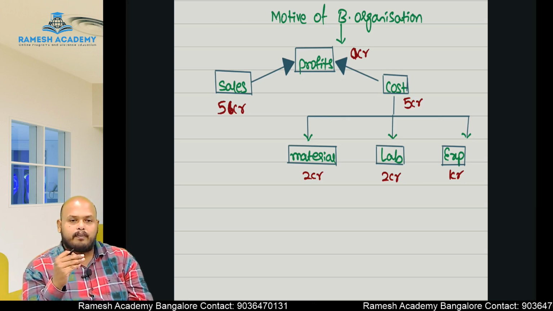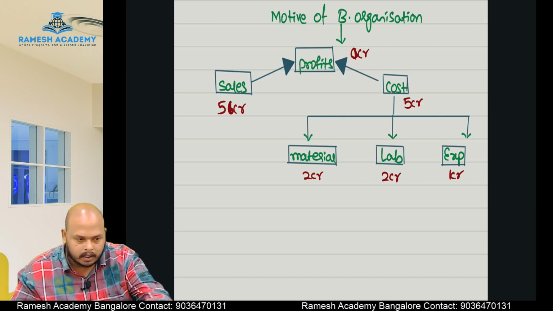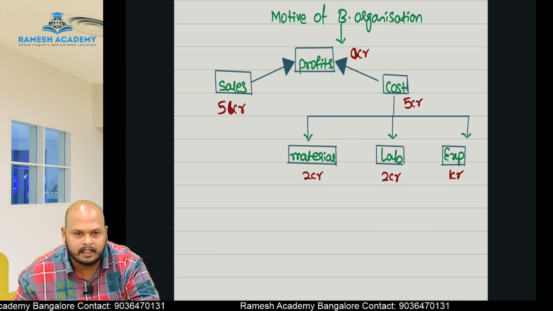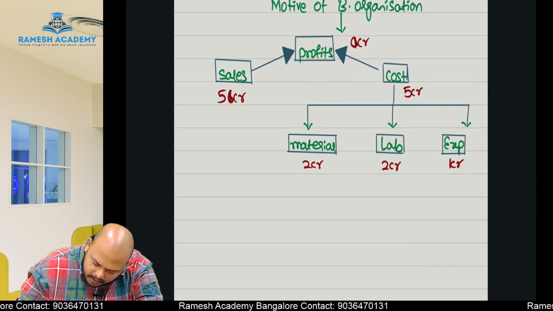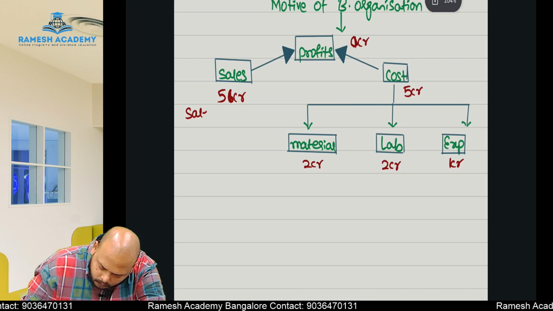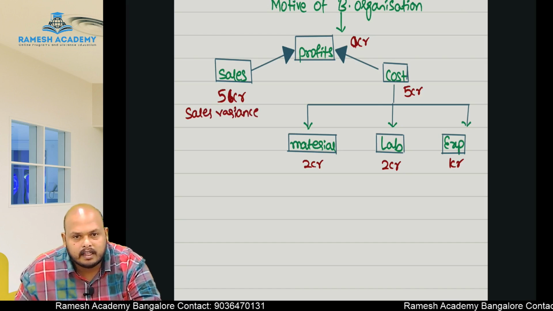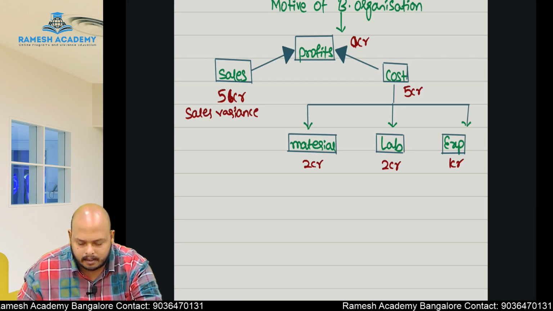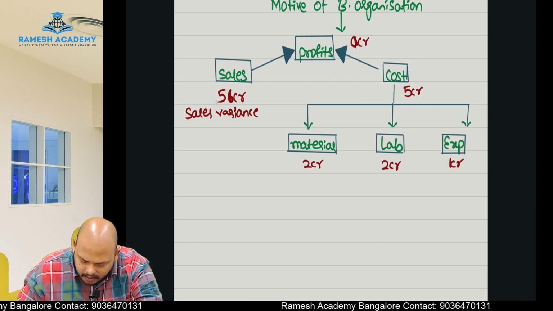For that purpose we will do standard costing. The difference between the expected results and actual results of sales, we will prepare as one variance here. When we compare the standard results with actual results, that variance is known as sales variance.